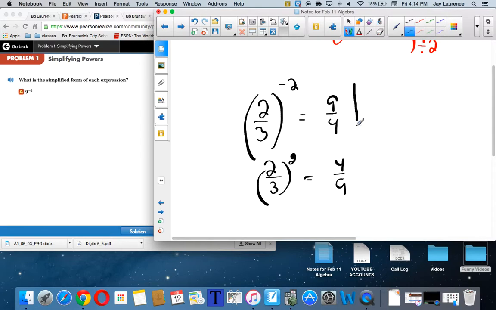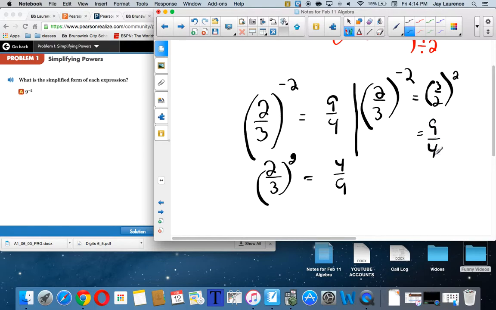Now, a really cool way to do this one, though, would be to take this and apply the negative exponent. And I could say that 2/3 to the negative second power is going to be the same as 3/2 to the second power. And 3/2 to the second power, 3 squared is 9, 2 squared is 4, and see I get 9/4 either way.